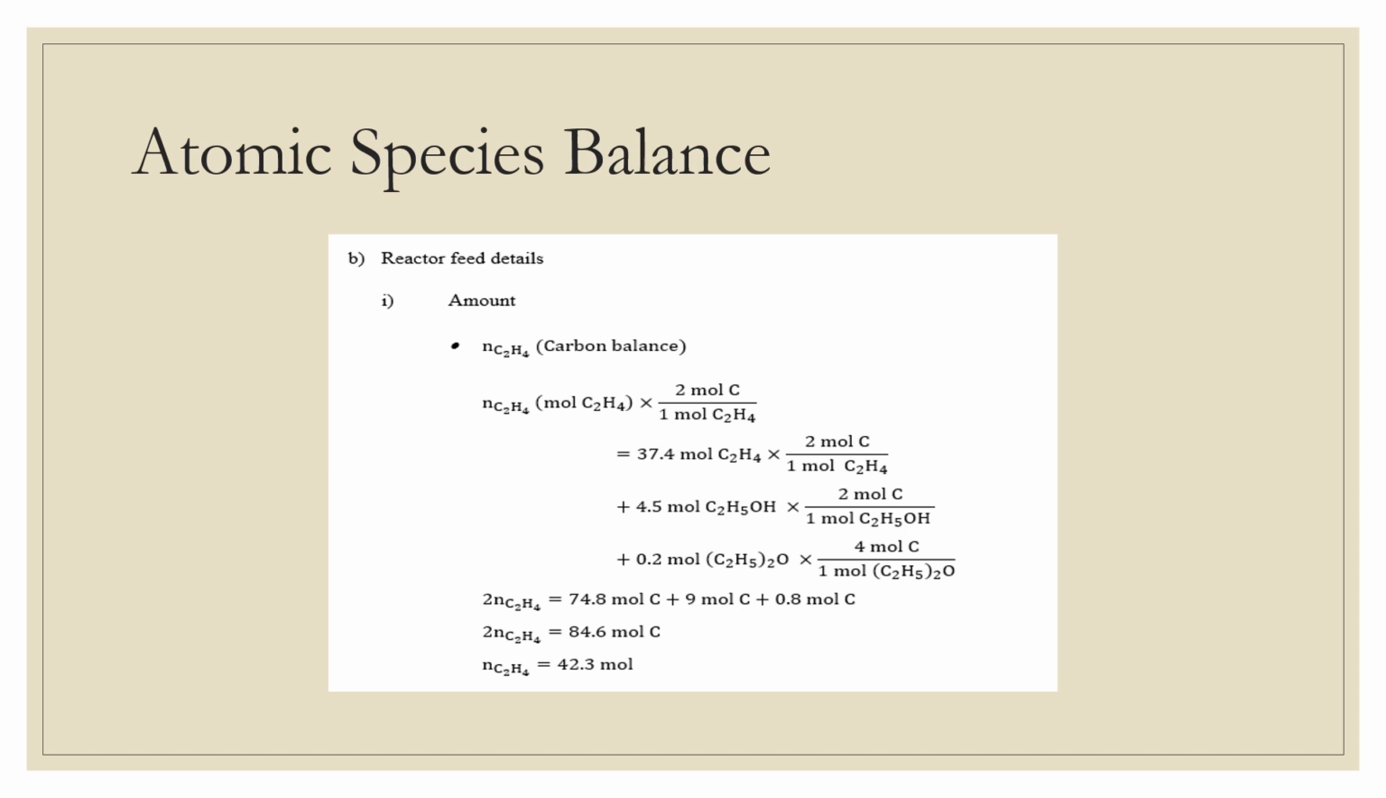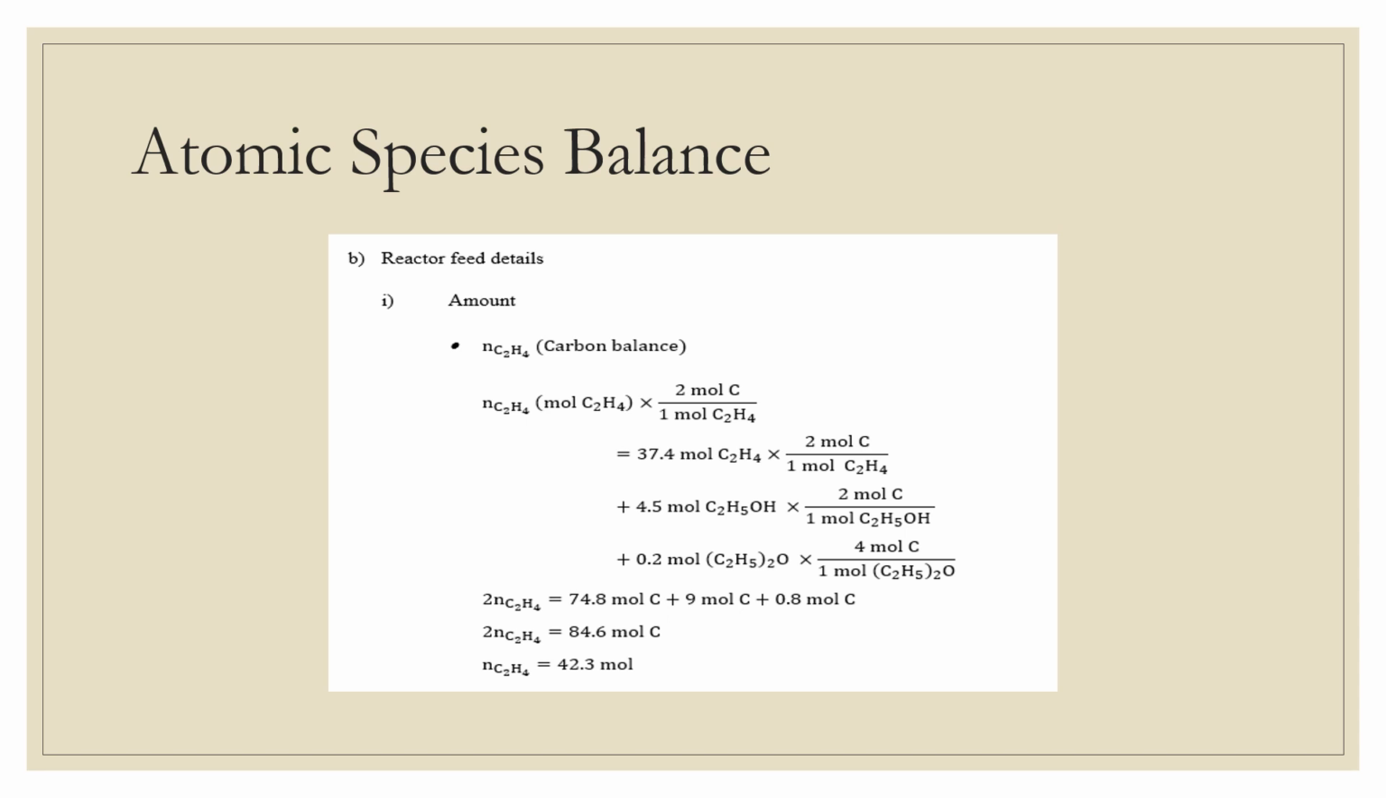Next, we can calculate the reactor feed detail, which is the unknown labeled variables just now at the input stream, by using the atomic species balance. First, we need to calculate the number of moles of ethylene, C2H4, by using the carbon balance. Basically the formula is input equals output.